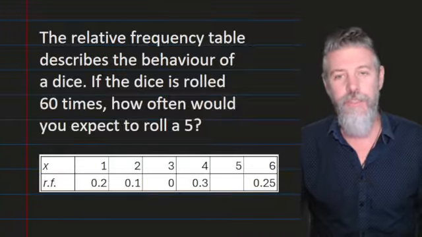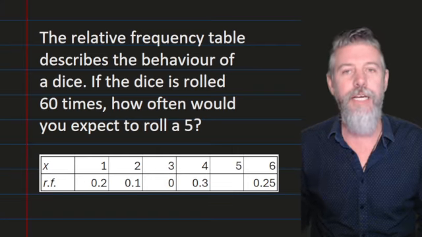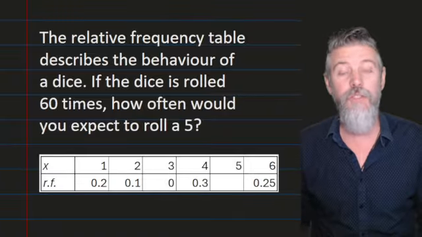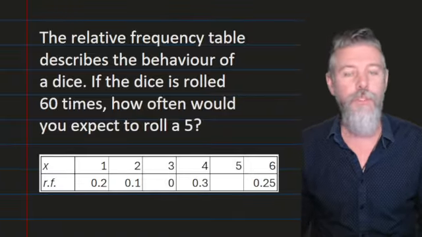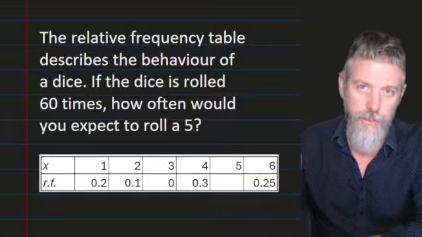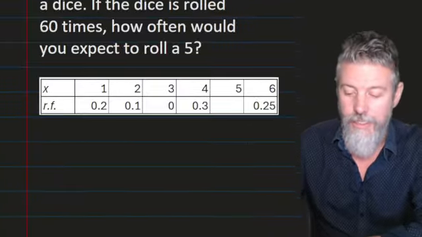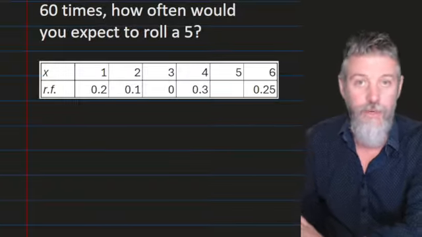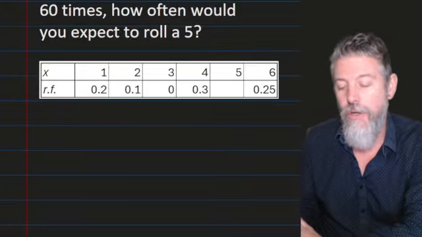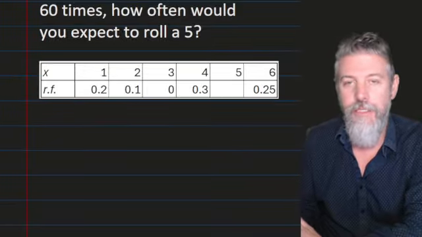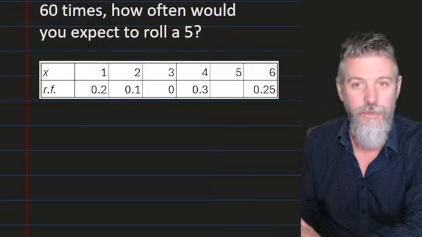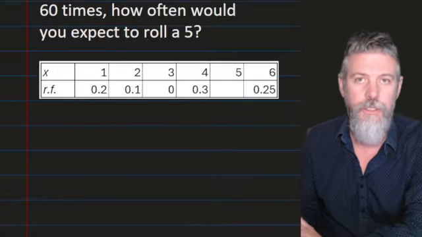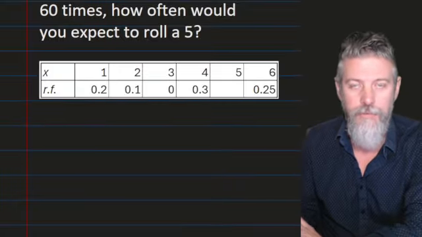All right, so let's have a look at this question today. The relative frequency table describes the behavior of a dice. If the dice is rolled 60 times, how often would you expect to roll a 5? So the first step in this question when we look at this table is we need to realize that the 5's relative frequency is missing. With that relative frequency being missing, we have to use the other data to try and fill it in. And the question is, well, how? How could we fill it in if we're not doing the experiment? We don't know how often a 5 comes up.